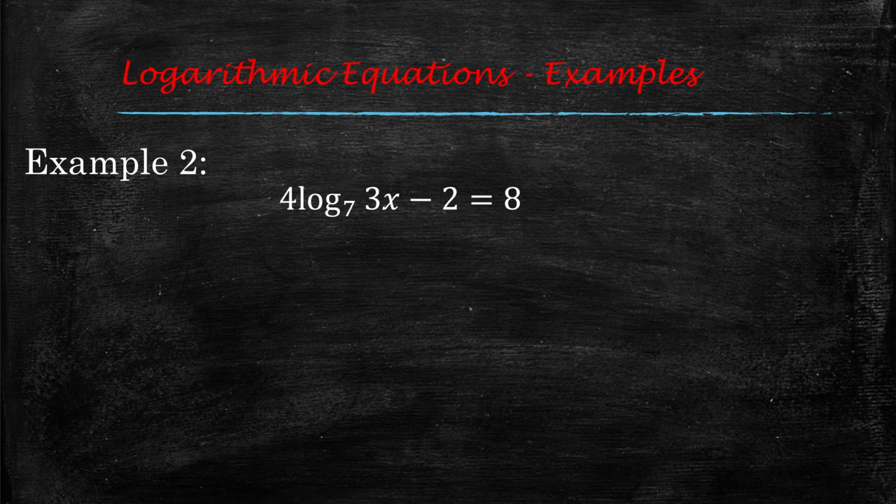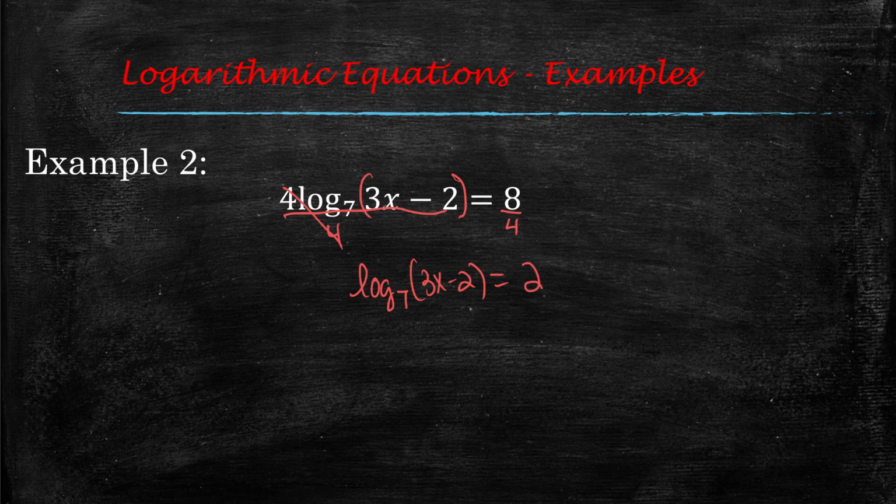All right, in this next example, again, I'm going to assume that this 3x minus 2 is part of that log. If it's not, then I would have to add 2 and divide by 4 to get the log by itself. But we're going to assume that's all part of that log. So the only thing that I would have to do to get the log by itself is to divide both sides by 4. So you'd have log base 7 of 3x minus 2, and 8 divided by 4 is 2.